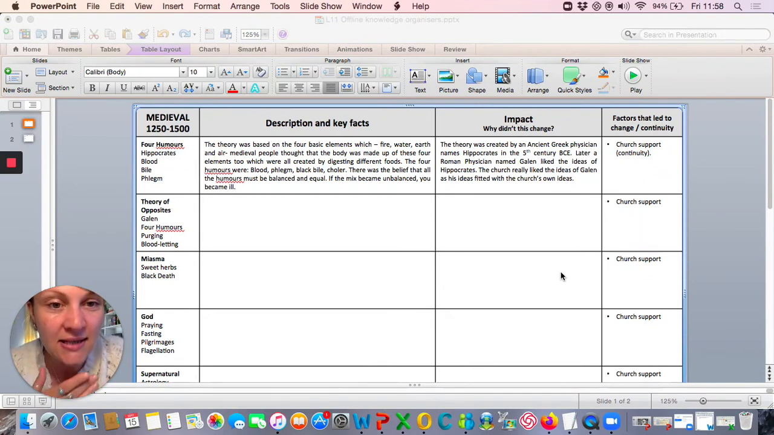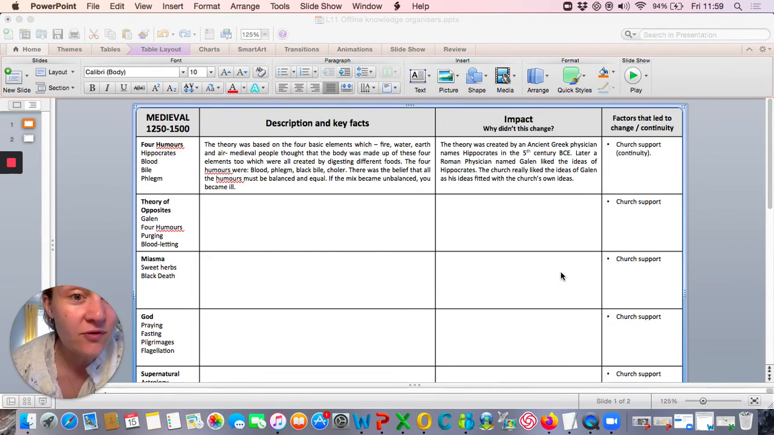And so why didn't this change? Again, you're going to have something a little bit similar as above, but perhaps you want to go into a little bit more detail with this answer. So you could have something like: Galen wrote that the body was clearly designed for a purpose and that the different parts of the body were meant to work together in balance, as first proposed by Hippocrates. Galen also believed in the idea of the soul. This theory fitted in very well with the ideas of the church, who believed that God created man in his image, and so they promoted Galen's teachings. So something along those lines.